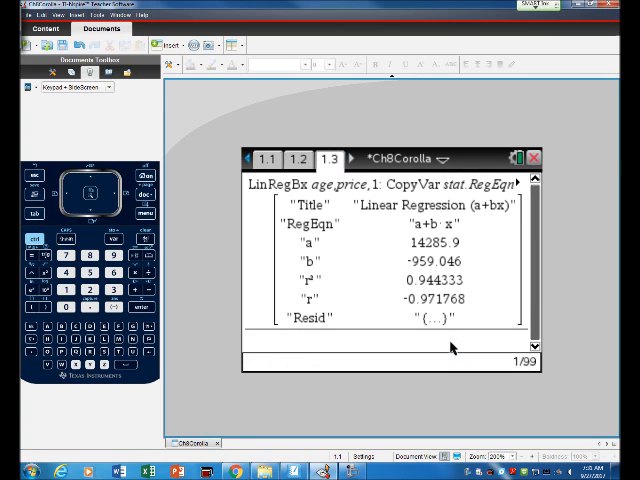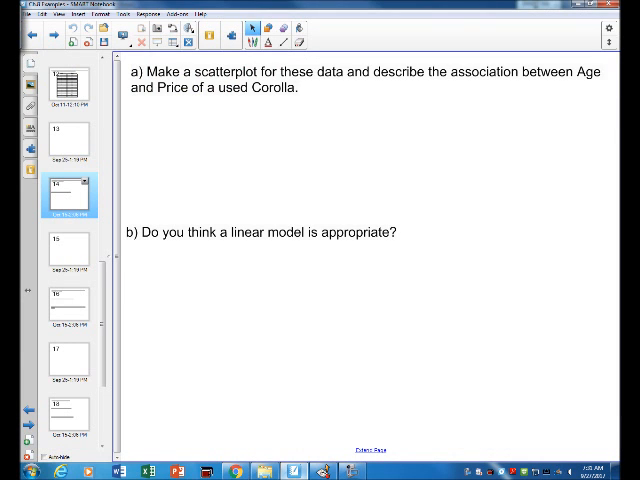Now, a couple of things that I would point out first, or look at first. I see R is negative 0.972. Again, that's really close to negative 1, so that is a strong linear relationship between these two variables. All right? Now let's look at A and B. So A again is the y-intercept and B is the slope. So if we look at our paper, we've already answered both of these.